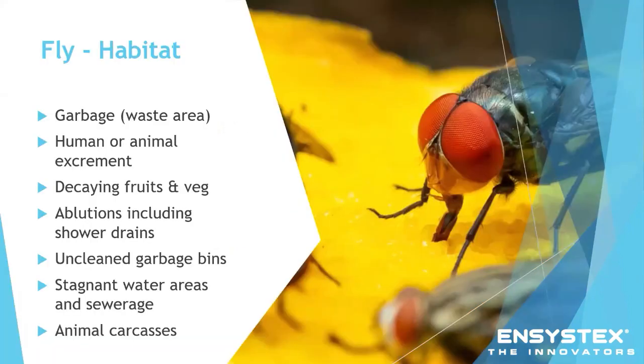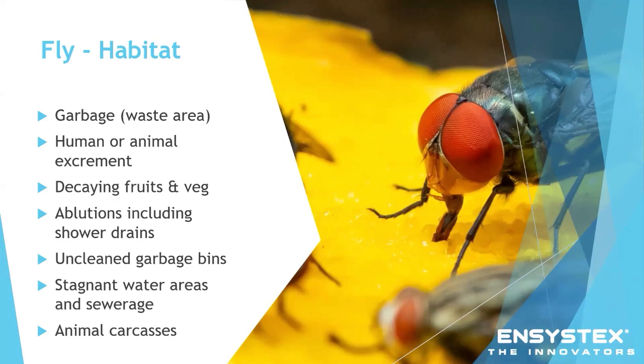Okay, if you thought the rodents were bad, you're going to see something else with flies. So flies, what are their habitats? Garbage, waste areas, human or animal excrement or feces, decaying fruit and veggies. You'll not find the same species of flies by human excrement as by decaying fruit and veggies. We will have a look later on at the different species. And if you've been in the field a long time, you will know: if you look at the fly, you'll know where to look.